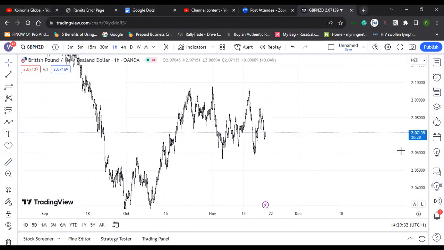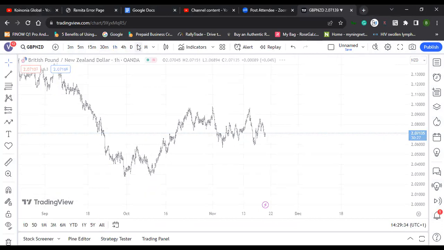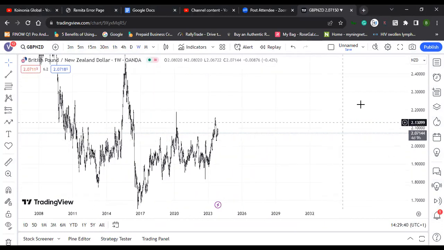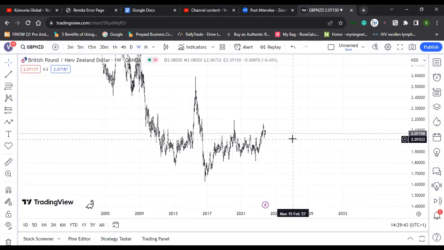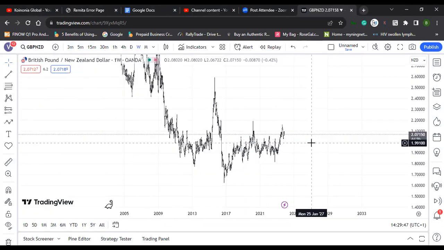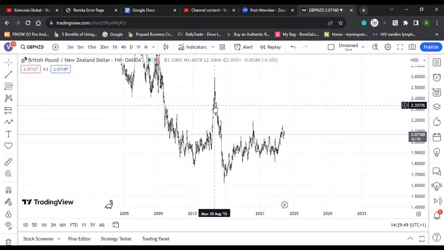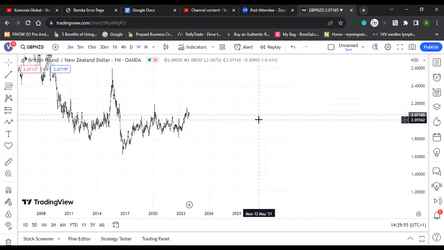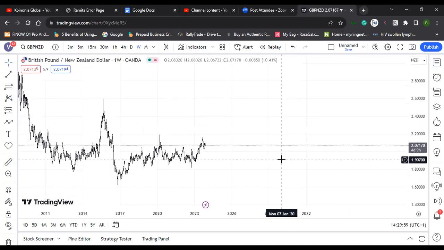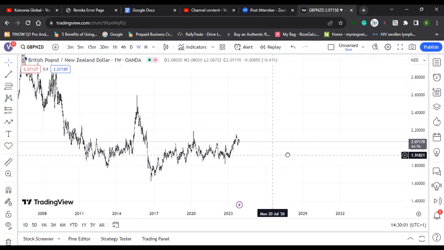GBPNZD. Okay, so GBPNZD, if we look at it very well. For me, I'll be looking, although I don't trade this guy that much, but guess what? We'll analyze it actually. So let's wrap it up so that I can go and jump on other things with my mentees.